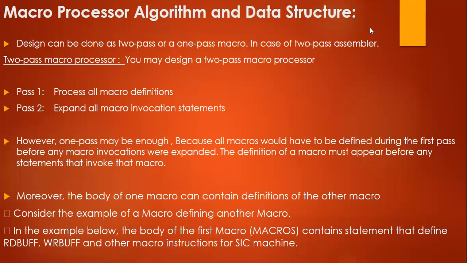Good morning, students. So this is the last topic from module number 1, that is macroprocessor algorithm and data structure. Here we have two varieties. In case of a macroprocessor, we can design it for two-pass assemblers, and also we can go for a single pass, or one pass assembler exactly.